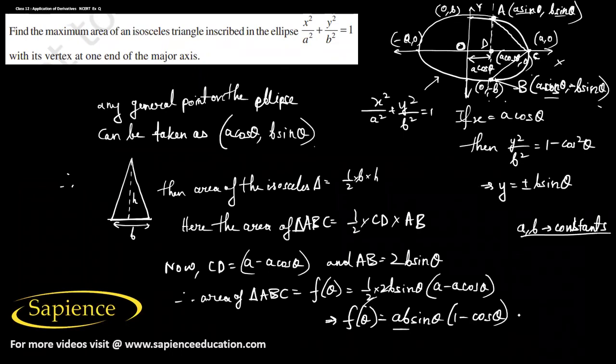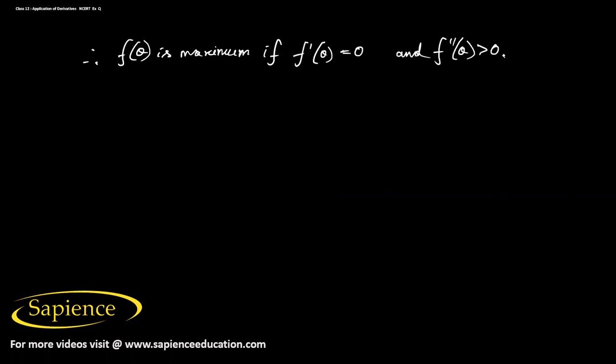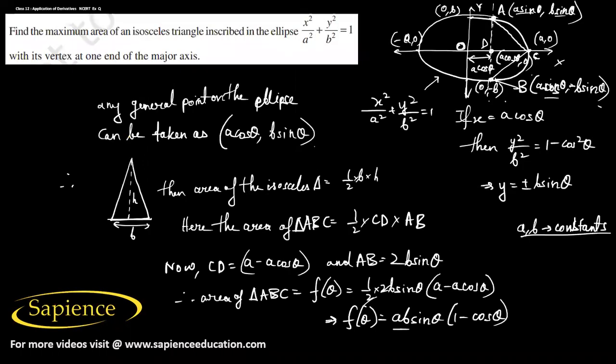So now this is the area of the triangle ABC, and we have to find the maximum area. Therefore we need to find the maximum value of f of theta. f of theta is maximum if f dash theta is equal to 0 and f double dash theta is less than 0. So now f dash theta we have to find. That is d by d theta of ab sine theta into 1 minus cos theta, where f of theta is ab sine theta into 1 minus cos theta.